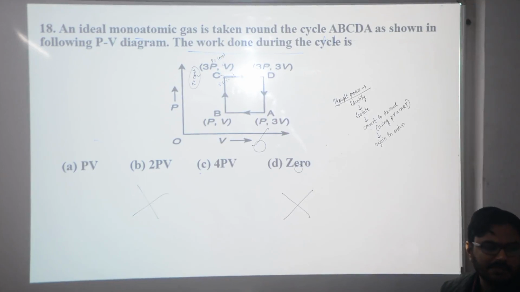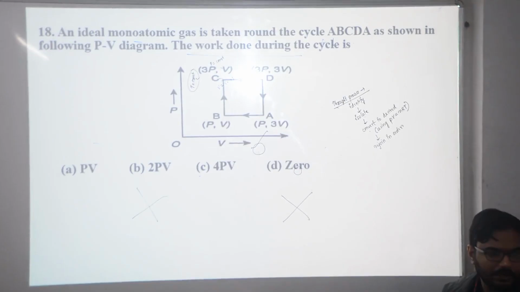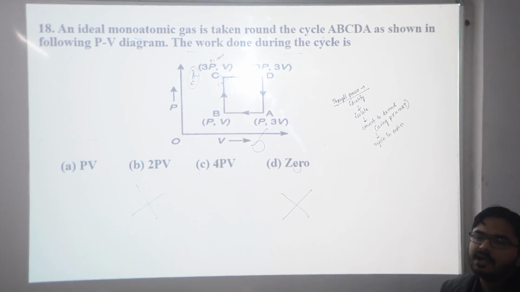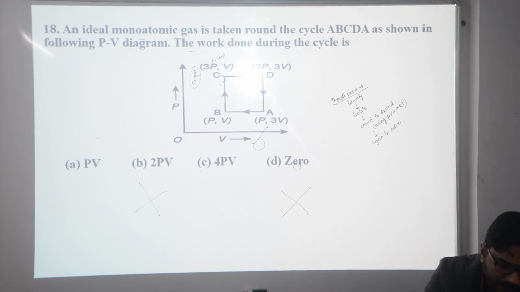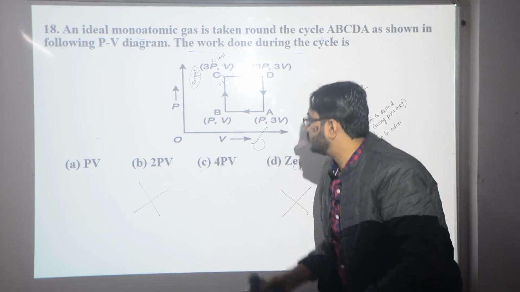The cycle A, B, C, D, A, B, C, D, A. Okay, the work done is the area under the graph. Work done is always the area under the graph. Now there will be a note here.